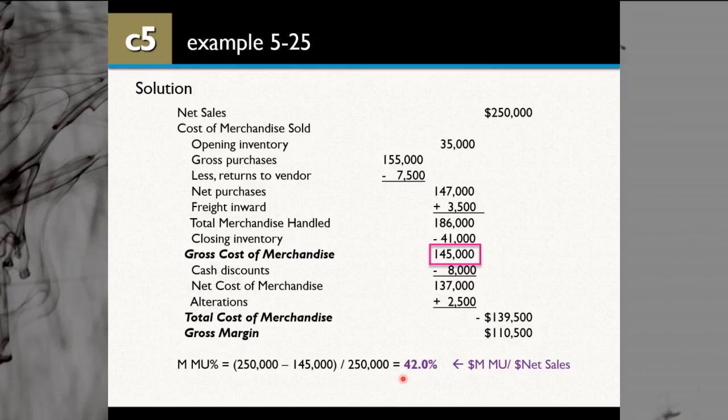And now you can calculate your gross margin percentage too. Your gross margin percentage will be your net sales minus your total cost of merchandise sold, not the gross one. So it's going to be the total after you take into consideration the cash discount and alteration. And then you can divide it by your net sales. So then you can get this 44.2% as your gross margin percentage.